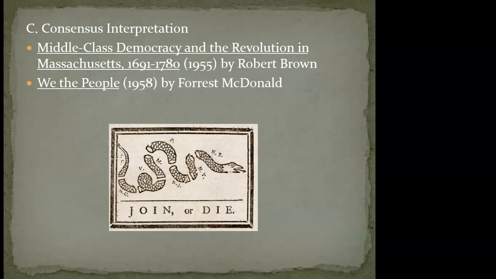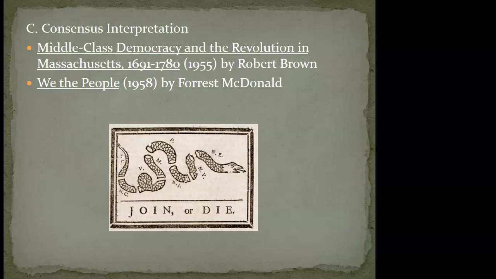In 1958, a very influential book called We the People was published, written by Forrest McDonald. And the argument is frankly the antithesis of Charles Beard's economic argument.